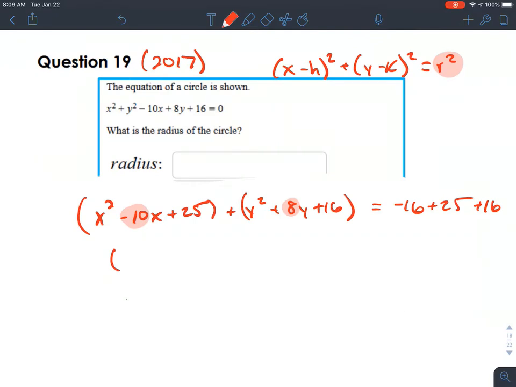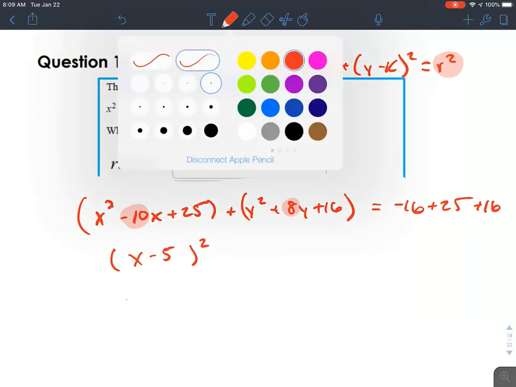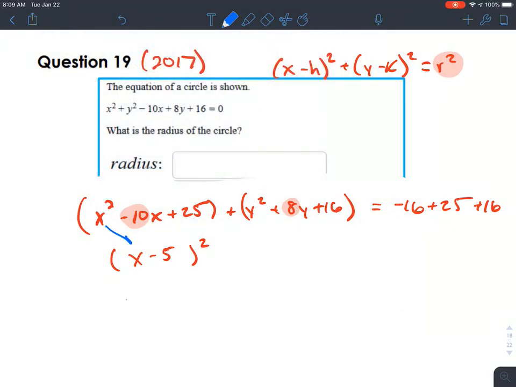The x perfect square trinomial becomes (x - 5)². How do you figure that out? You take the square root of x squared, that goes here. The square root of 25 goes here. The sign of the middle term goes here. Using that same logic, the y perfect square trinomial is going to be the square root of y squared plus, because that's the sign of the middle term, the square root of 16, which is 4, quantity squared.